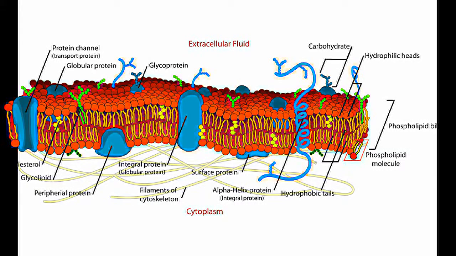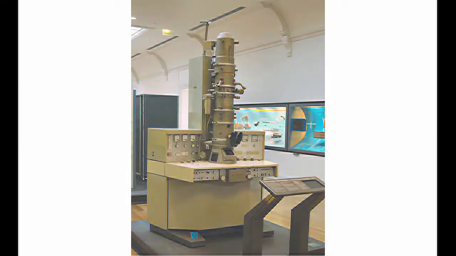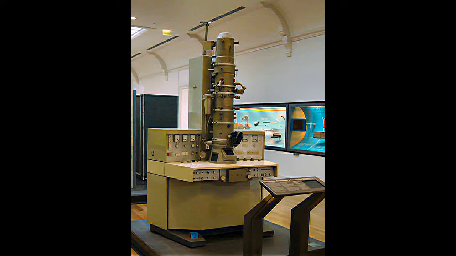Now, before jumping into the topic, let's study the history of the discovery of the fluid mosaic model. Scientists began studying membranes decades before membranes were first seen with the electron microscope. In 1915, membranes isolated from red blood cells were found to be composed of lipids and proteins by chemical analysis.